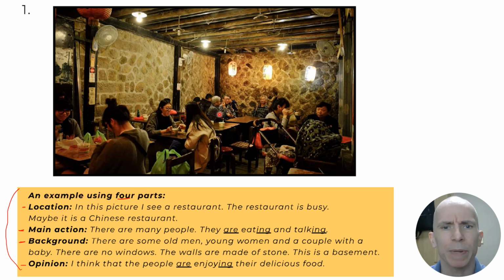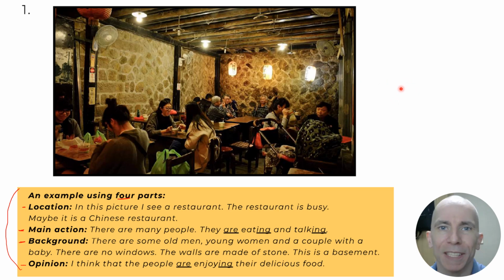Location. In this picture, I see a restaurant. The restaurant is busy. Maybe it is a Chinese restaurant. There are many people. They are eating and talking. Background. There are some old men, young women, and a couple with a baby. There are no windows. The walls are made of stone. This is a basement. Opinion. I think that the people are enjoying their delicious food.